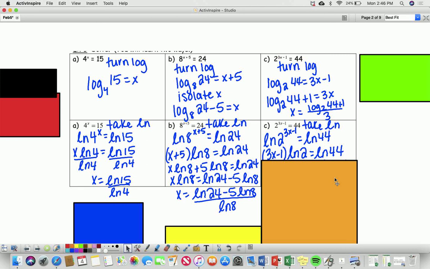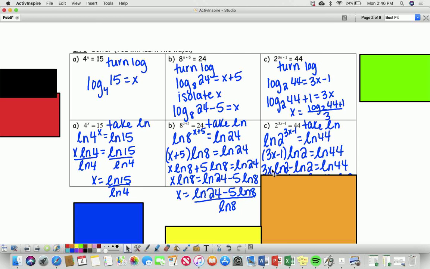Try to finish this one. Pause me and try to finish it. Okay. Distribute. Don't forget that minus sign. People are going to forget it. Don't let it be you.